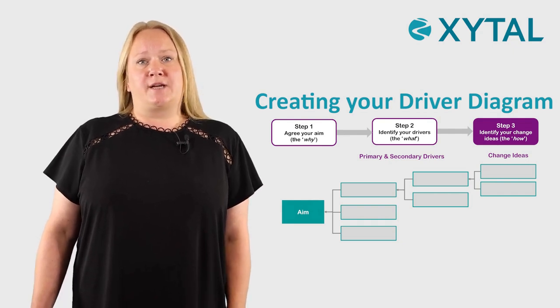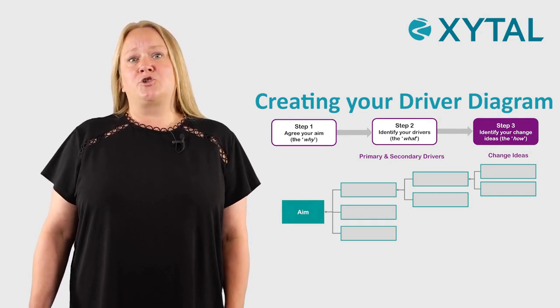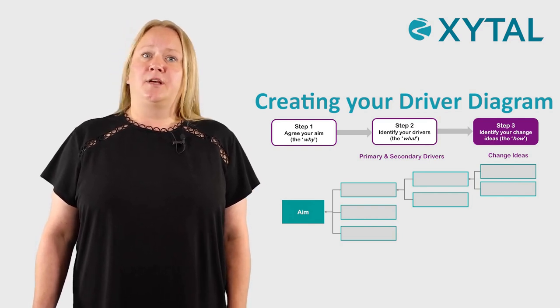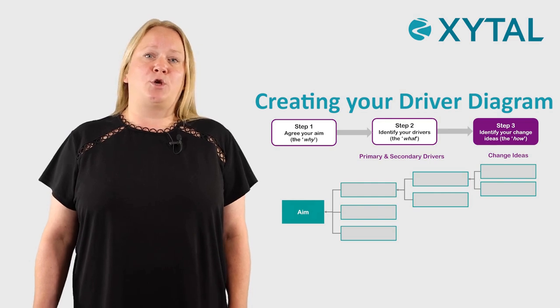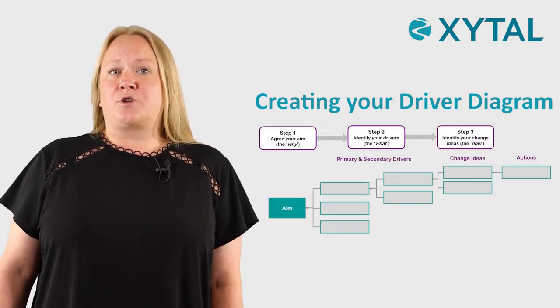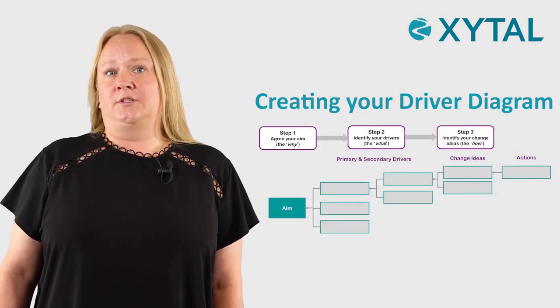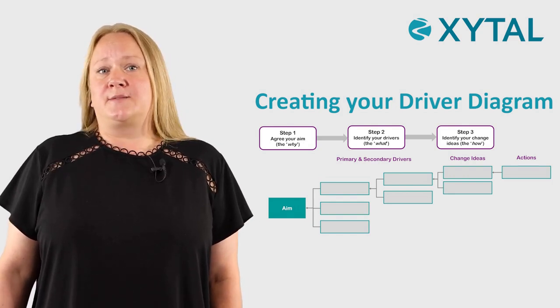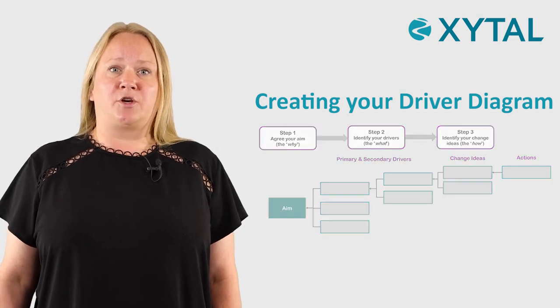Even though a large number of ideas or actions can be generated, try not to be put off by these. Many of these can be very quick and easy. The important thing is to prioritise what you want to do. You can also use your driver diagram to develop your action plan. Use an additional column to link your actions to your change ideas. This means that everything can remain in one single document.